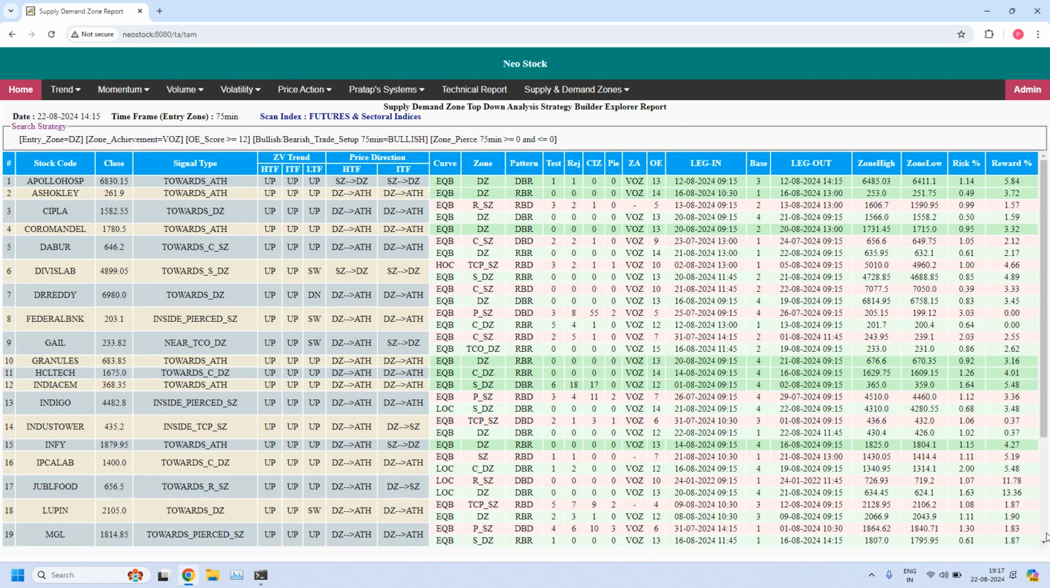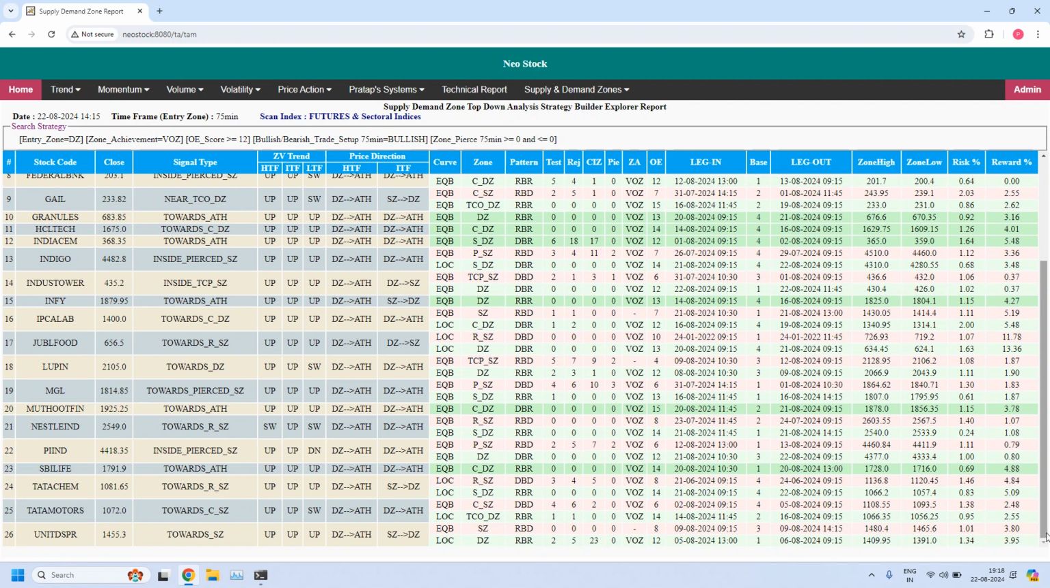So this is the filter list. These are the first 19 stocks in this list. And in the next page I am scrolling the list down. So total 26 stocks are filtered. These 26 stocks are supporting a bullish trade setup for weekly income trade.